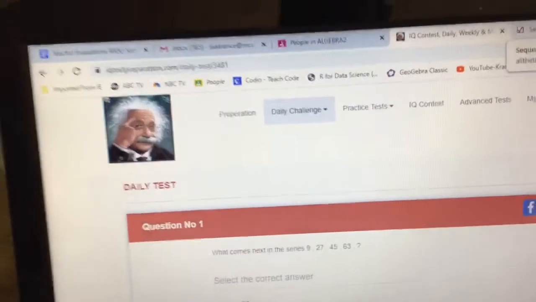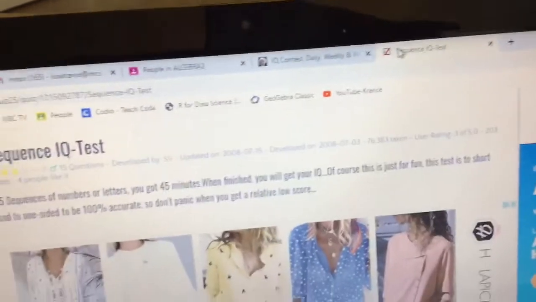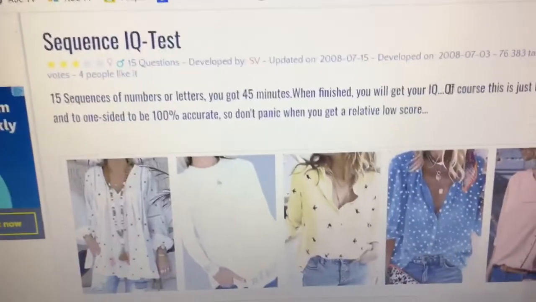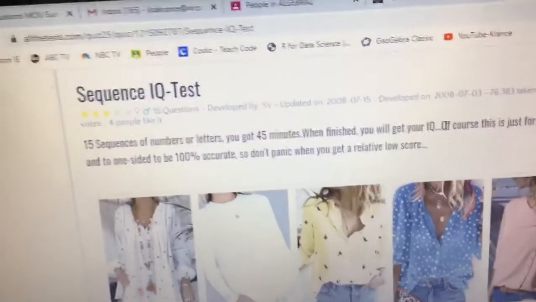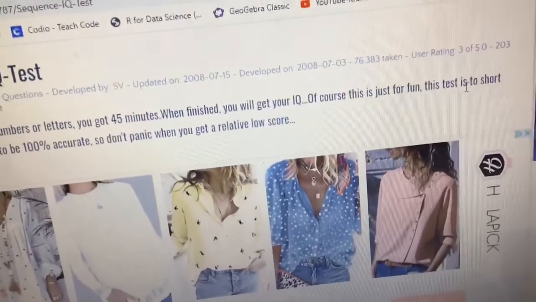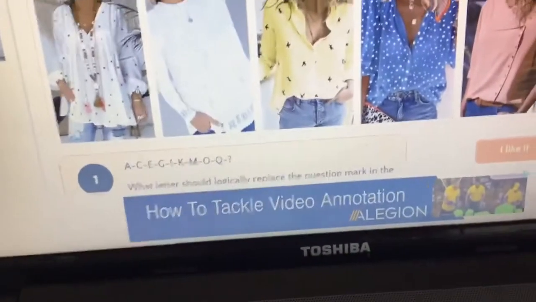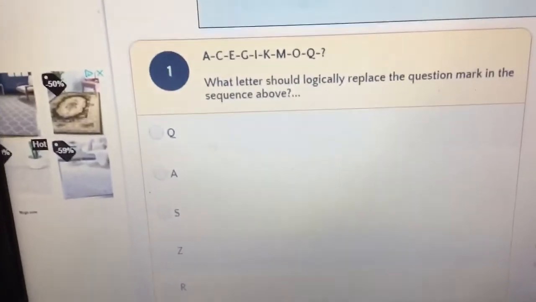There are a million or more sequence series tests. A lot of people consider these to be great questions that go on IQ tests. 15 sequences of numbers or letters. You've got 45 minutes. When finished, you will get your IQ. Of course, this is just for fun. This test is too spelled wrong. That should be T-O-O, short. And too, T-O-O, one-sided to be 100% accurate. But you can take this 15 question test. Sequences of letters, numbers, all kinds of fun stuff.